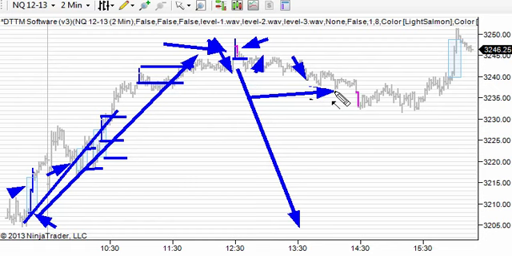Now you can see the next major structure we had was this level 3 selling aggression bar. Can the high hold? And you can see that it did. Can we make new lows? Not really.